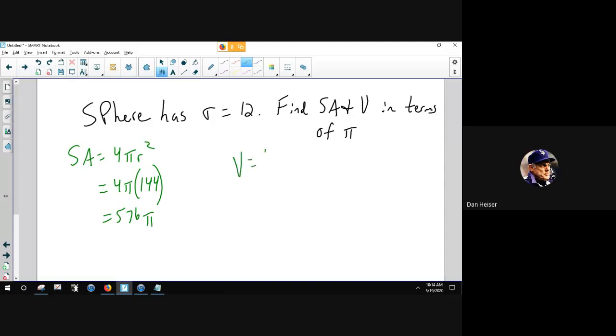Volume, 4/3 pi r cubed. 12 cubed. And then we multiply by 4/3. And there we have it. Surface area and volume of a sphere.